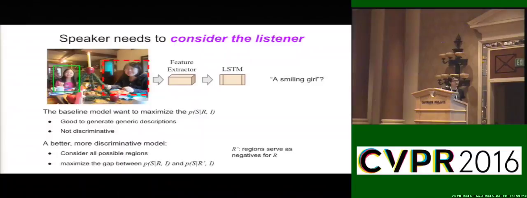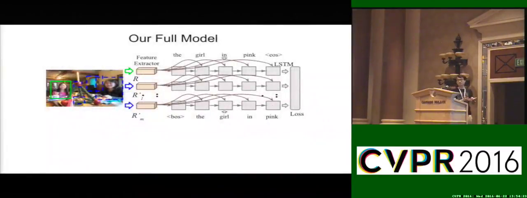So to be a better communicator, a model should consider the listener and try to think about how the listener interprets the generated sentences. In practice, what this means is that a successful model should consider all possible regions and try to maximize the gap between the probability of the sentence given the true region and the probability of the sentence given the negative region. In other words, we want the sentence to be really good for the true region, but really bad for all the other regions. So here is our full model.